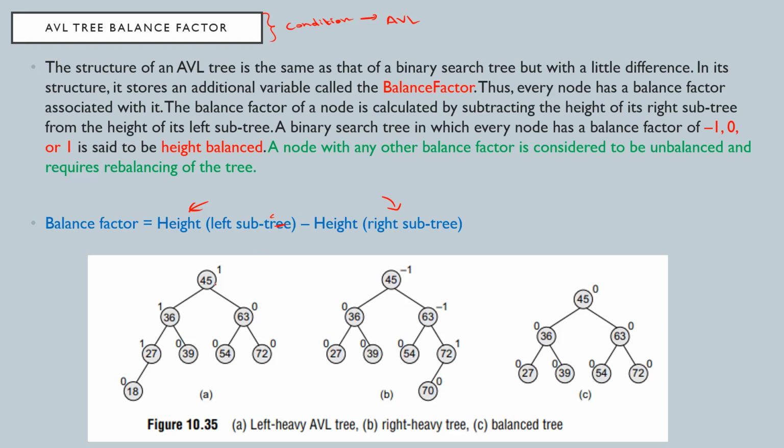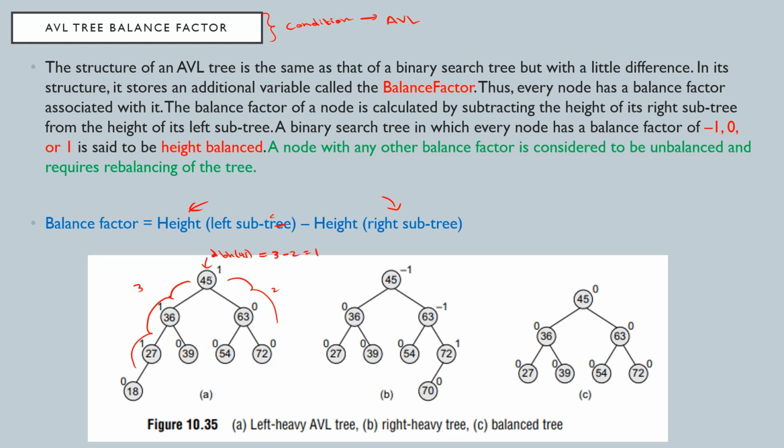Suppose we wanted to find the balance factor of this node 45. BF of 45: what is the left height? 1, 2, 3. The left height is 3. What is the right height? 1, 2. So the balance factor of 45 is 3 minus 2, which is 1. Likewise, you can find the balance factors of other nodes as well.